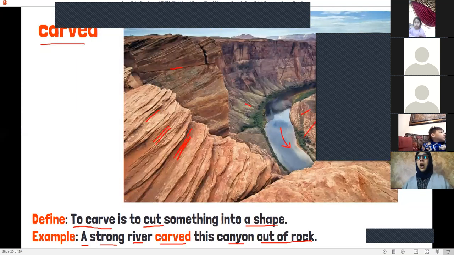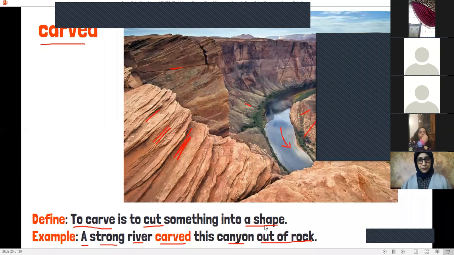This is the word carved. You can write notes if you want to because I will ask you important questions. To carve is to cut something into a shape. For example, a strong river carved this canyon out of rock. As you can see, this is the Grand Canyon. Our lesson is about the Grand Canyon. It's a place in the United States.